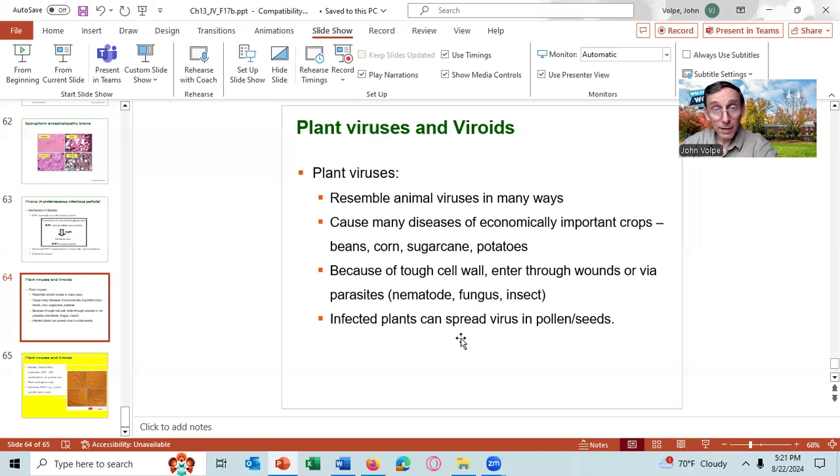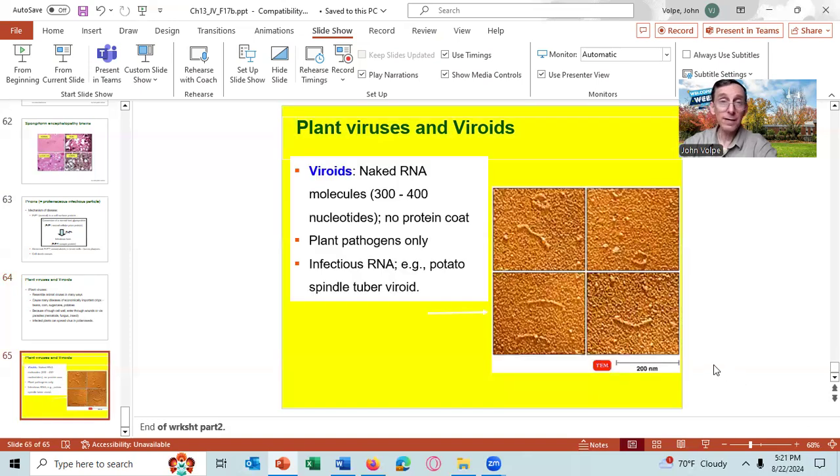All right, I'm not going to talk about plant viruses any further because these are viruses that do not infect animal cells and they do not cause human disease. And the focus of this class is discussing microbes that cause human disease. Any question about any of that? All right, let's move on.